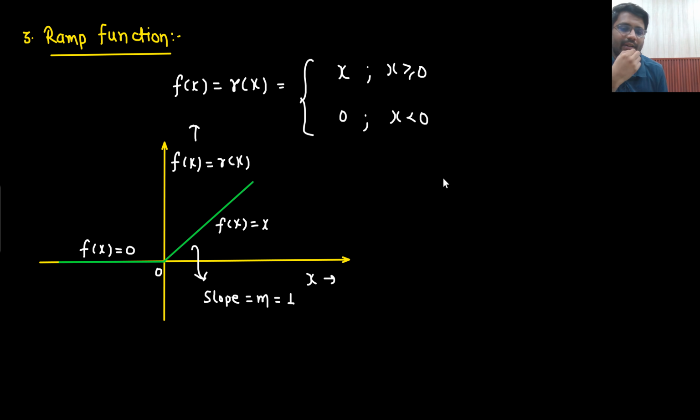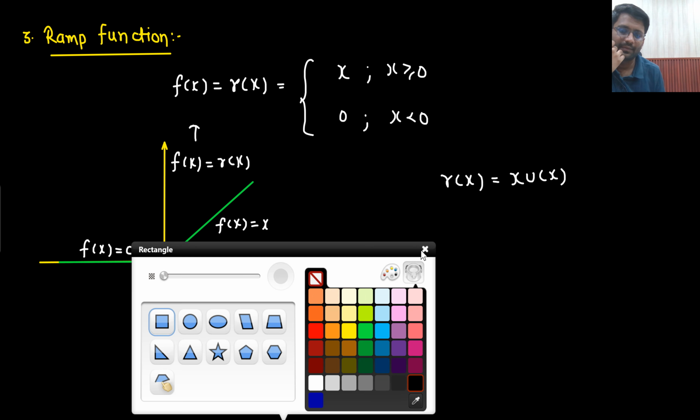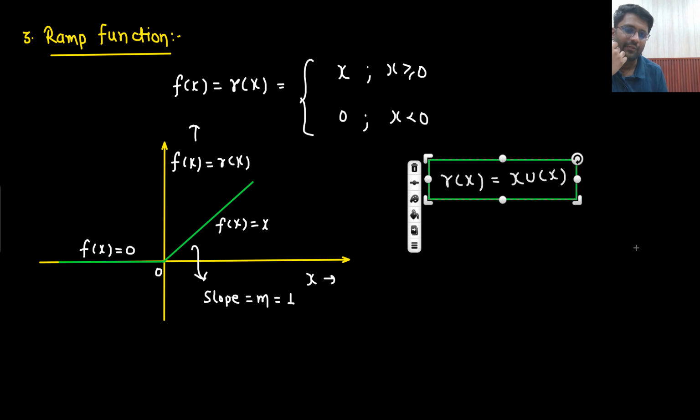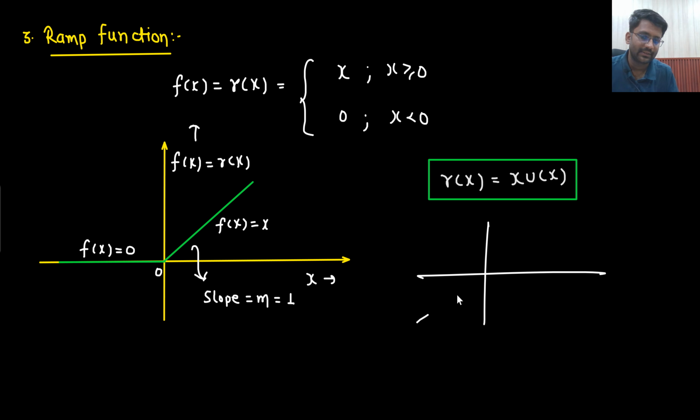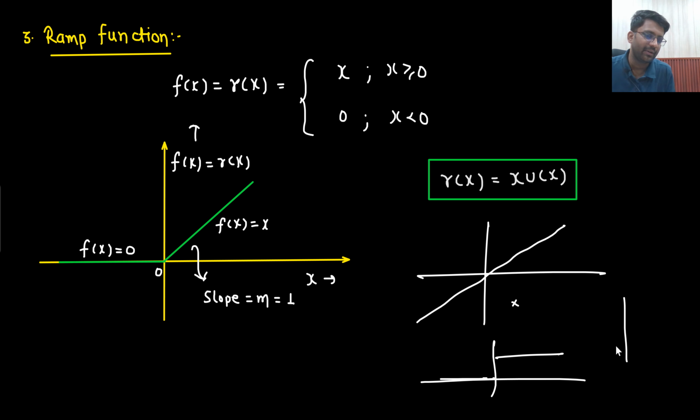Now next question. Can I write r(x) as x u(x)? If you think closely, then you will say, yes sir, x into u(x). Just think about it. What is the graph of x? This is the graph of x. And what is the graph of u(x)? This is the graph of u(x). You need to multiply both of the graphs.